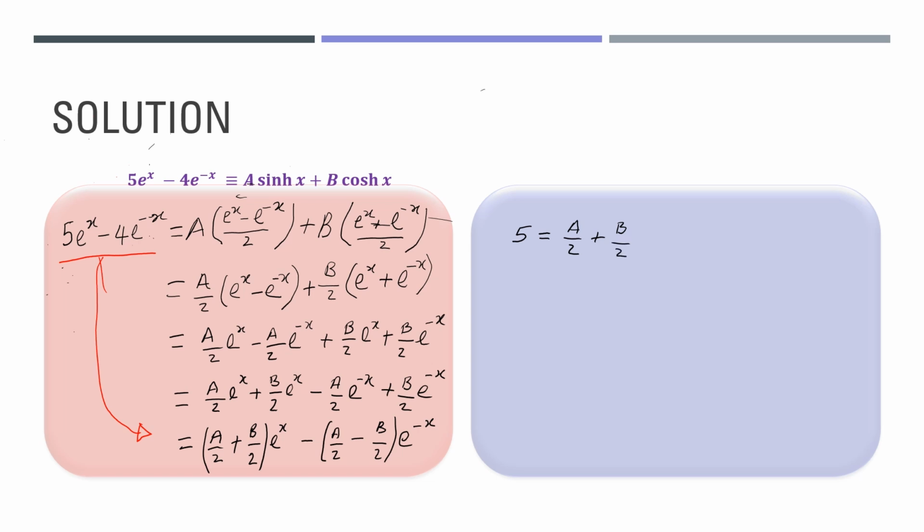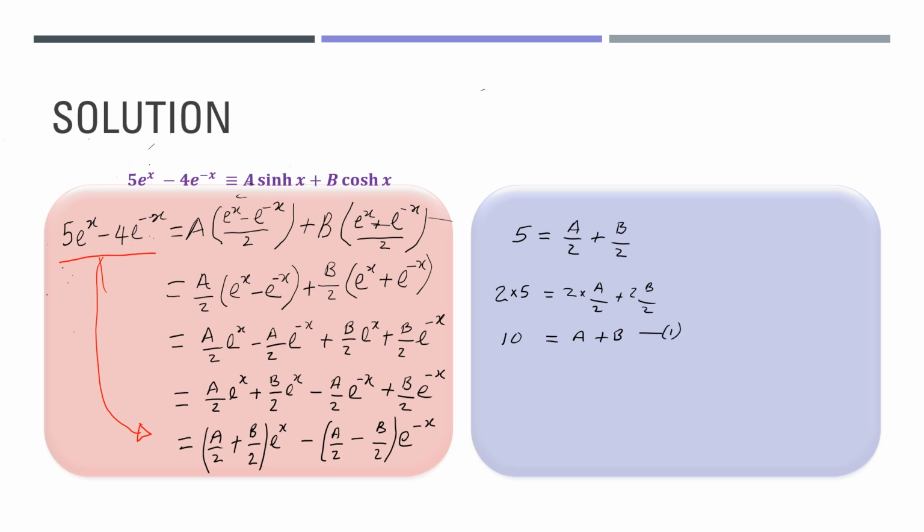If we multiply this expression by 2, we are going to have 2 multiplied by 5 equals 2 multiplied by a over 2 plus 2 multiplied by b over 2, and this gives us 10 equals a plus b. Good. So let's call this 1.